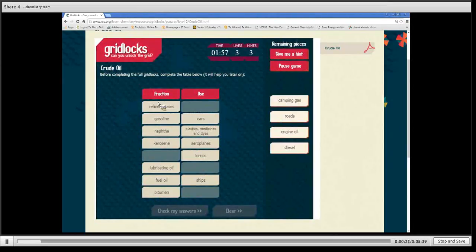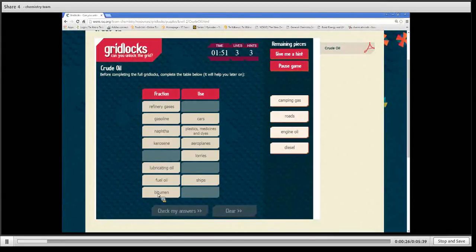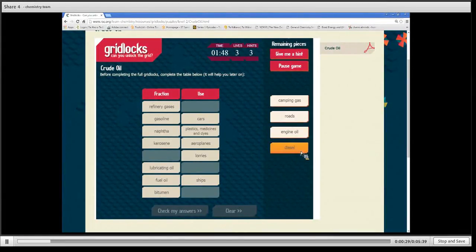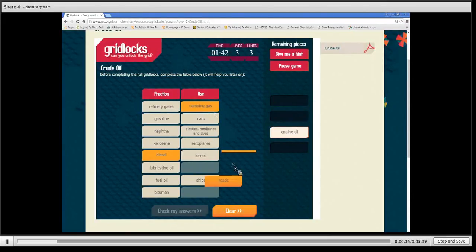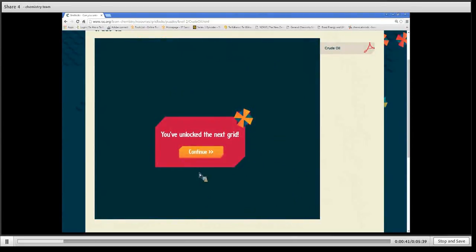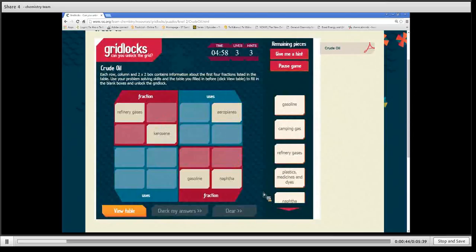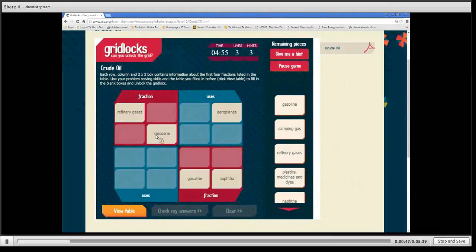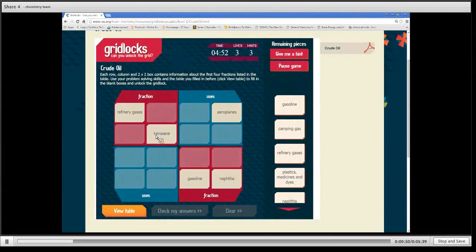First of all, you have all the fractions from the fractionating column of crude oil, and you'll notice there's one missing. So you fill in the uses that relate to each fraction, and I'll just do this quickly, and you would think about it, and then you would check your answers. If you got them correct, you go to the next one. Now this game is like playing Sudoku, so it's a bit of logic as well as learning which use and which fraction go together. So for example, you've got refining gases, kerosene, gasoline and naphtha as your fractions, and then you've got the different uses for it.